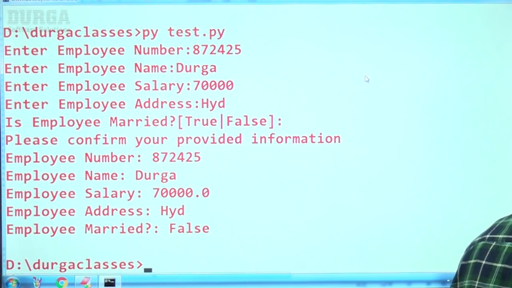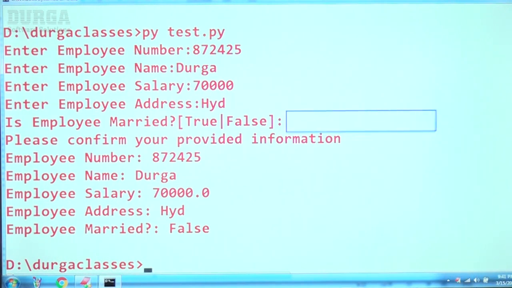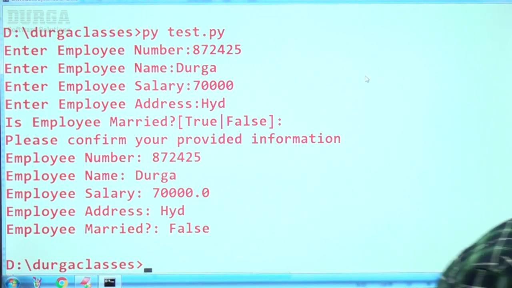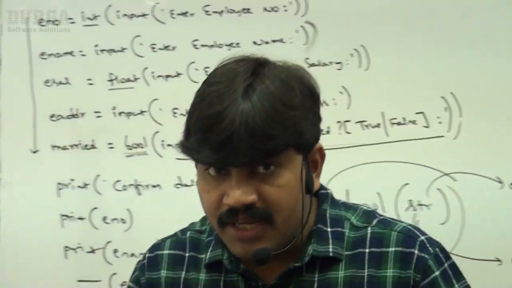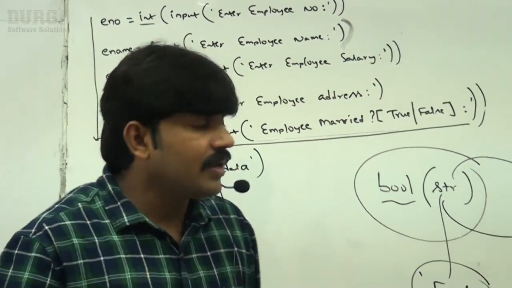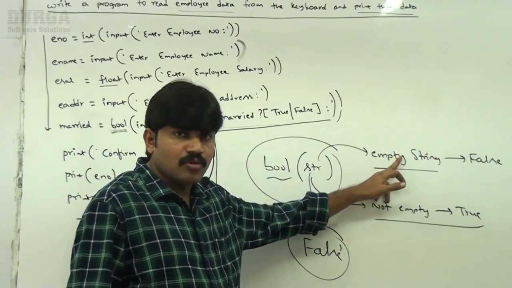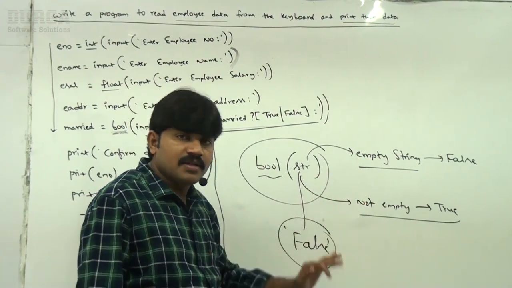Just observe carefully, sir. I just pressed enter, that's all. I didn't provide any information here. Are you seeing? Either true or false, I didn't provide. Now which answer are we getting, sir? False. So to read boolean data, we require to take very, very special care. If you are not providing anything, then only false. If you provide anything, it is the true.